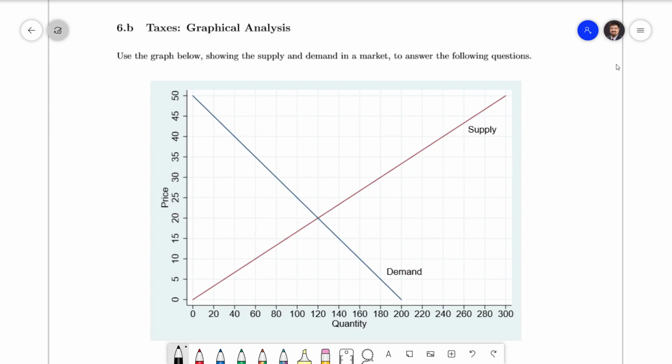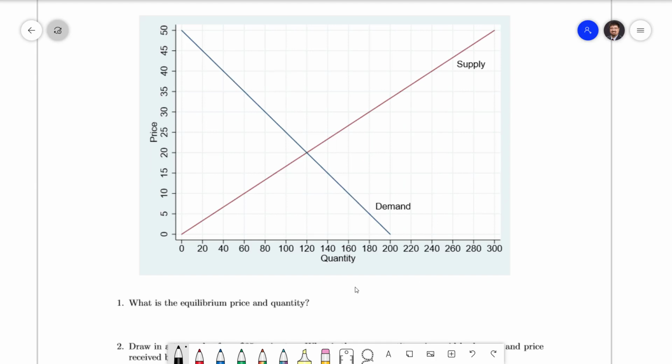In this video I'm going to solve two exercises that show what happens when we implement a tax. The first way that we're going to do this is with a graph. The graph I have here shows the supply and demand in a market. First thing we're going to do is just figure out our baseline equilibrium price and quantity, which as usual is going to be where the supply and demand curves cross. So we have a price of 20 and a quantity of 120.